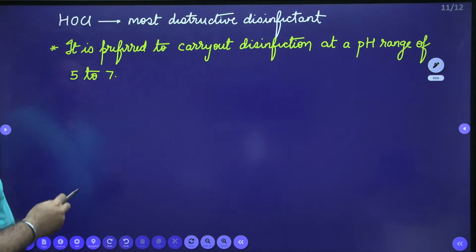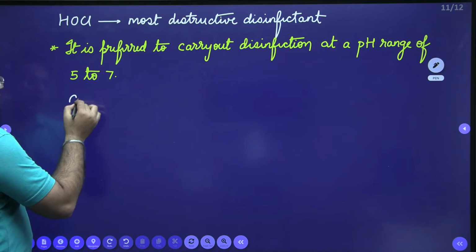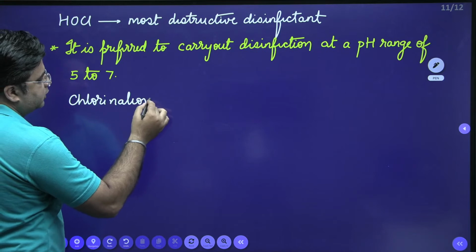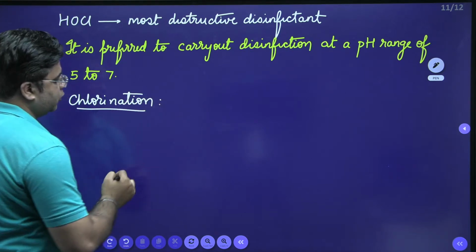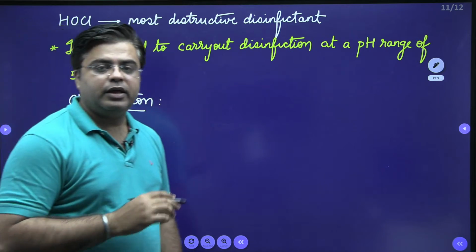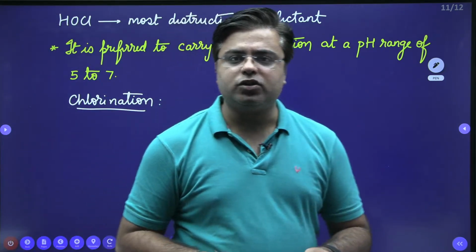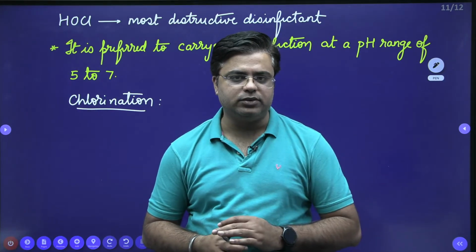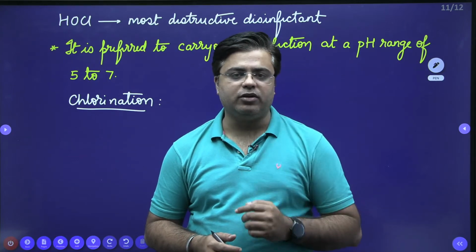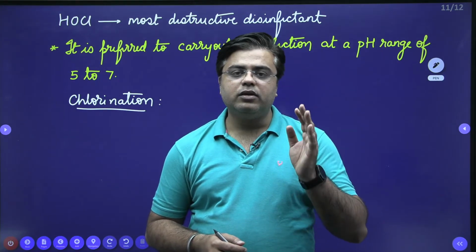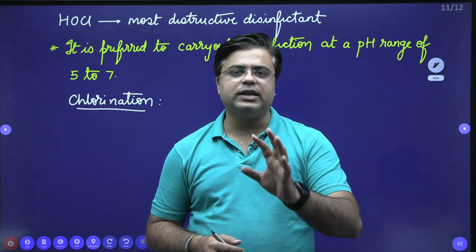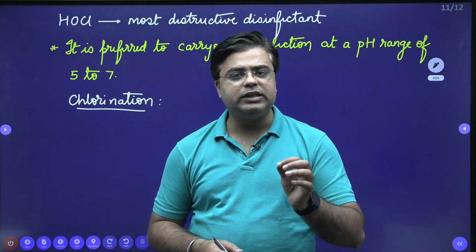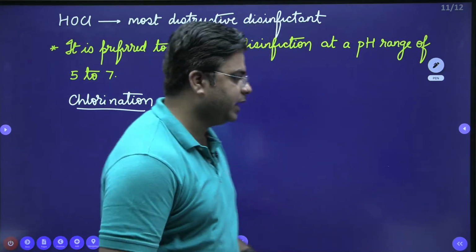Now next is how this chlorination carries out disinfection, or how this chlorine or freely available forms of chlorine carry out the disinfection. Basically, chlorine destroys the enzymes which are responsible for the metabolism of microorganisms, which leads to the killing of microorganisms. So freely available chlorine, hypochlorous acid, hypochlorite ion, all these destroy the enzymes which are responsible for the metabolism of microorganisms.